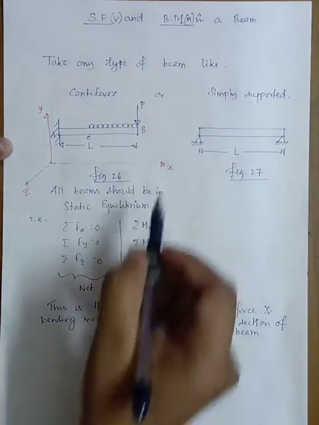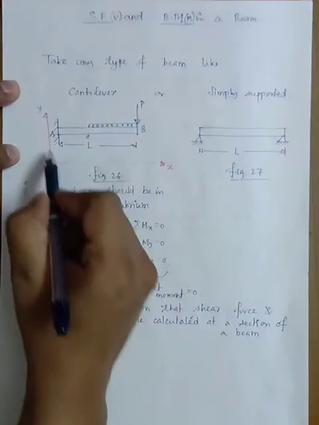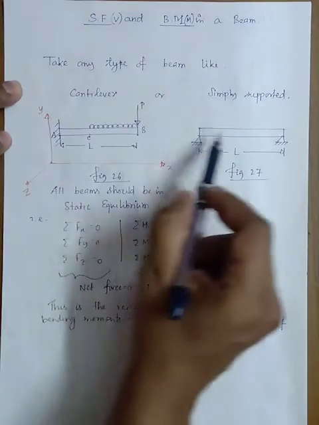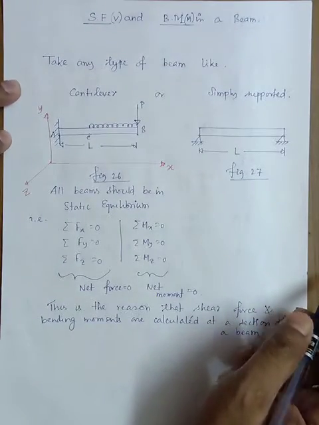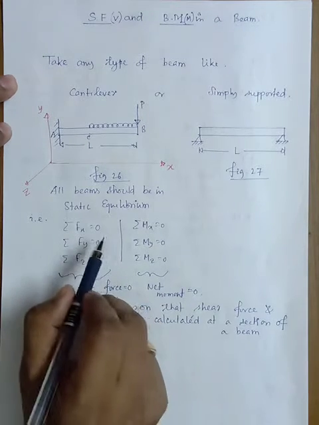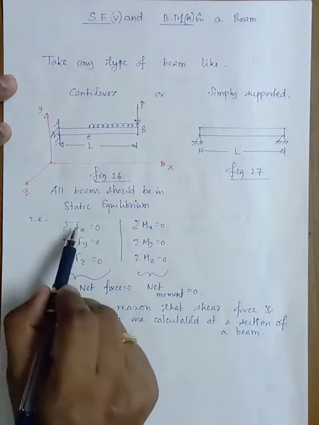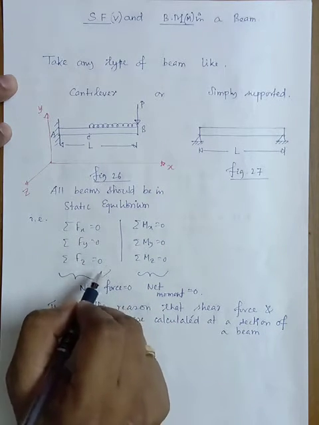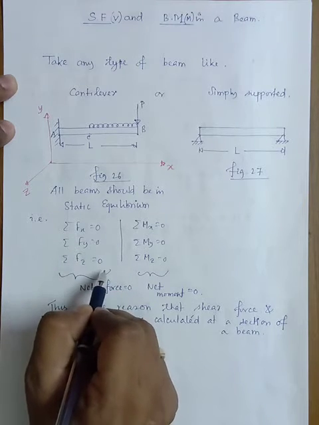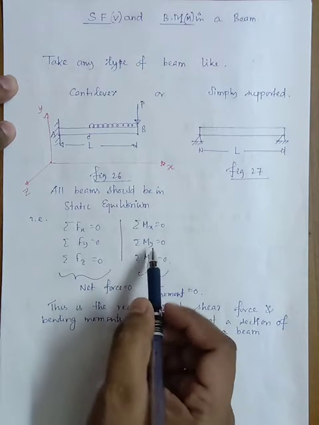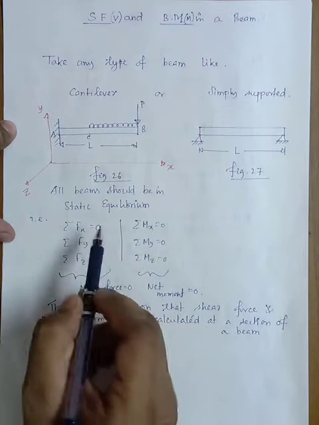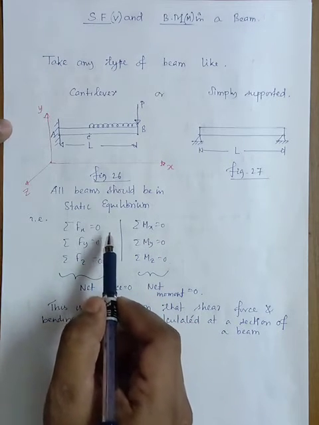So in construction, what is our basic requirement in a beam? That the beams should be in static equilibrium. So in all construction, the beams are in static equilibrium condition. Static equilibrium condition means the resultant force along all the axes should be equal to 0, Fx equals 0, Fy equals 0, Fz equals 0, and at the same time the resultant moment with respect to all the axes should be equal to 0. So that is the basic condition of static equilibrium.